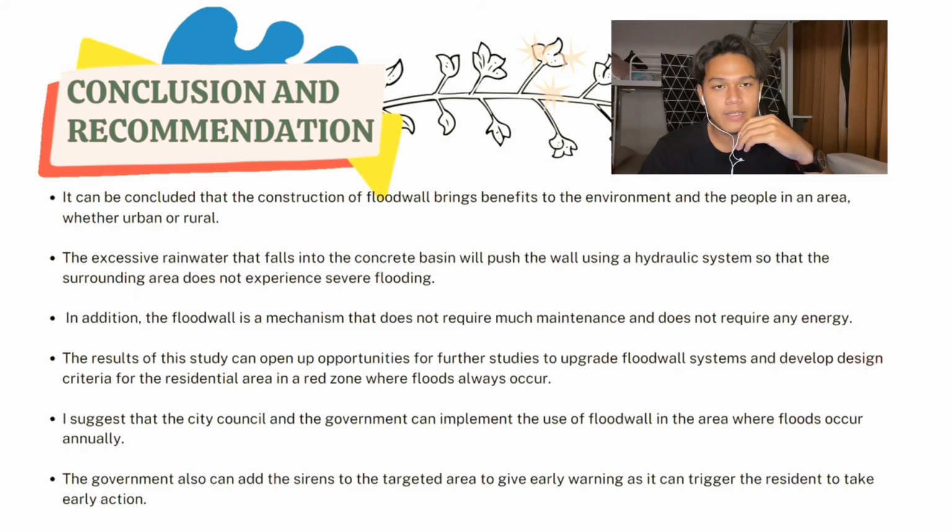I suggest that the city council and the government can implement the use of flood wall in an area where flood always occur annually, and the government also can add the sirens to the targeted area to give early warning, and this can trigger the residents to take early action.